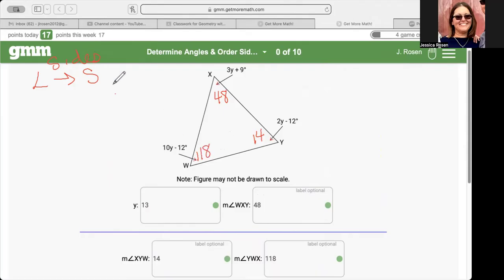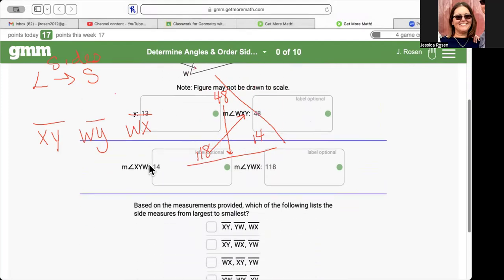So if we're measuring the side lengths, remember it's always opposite the angle. So it wants largest to smallest. So my largest number is 118. That means this side length is going to be largest. So we're going to have XY. And then the next biggest number is going to be this one here. So that's going to be WY. And then that leaves obviously WX, or XW.